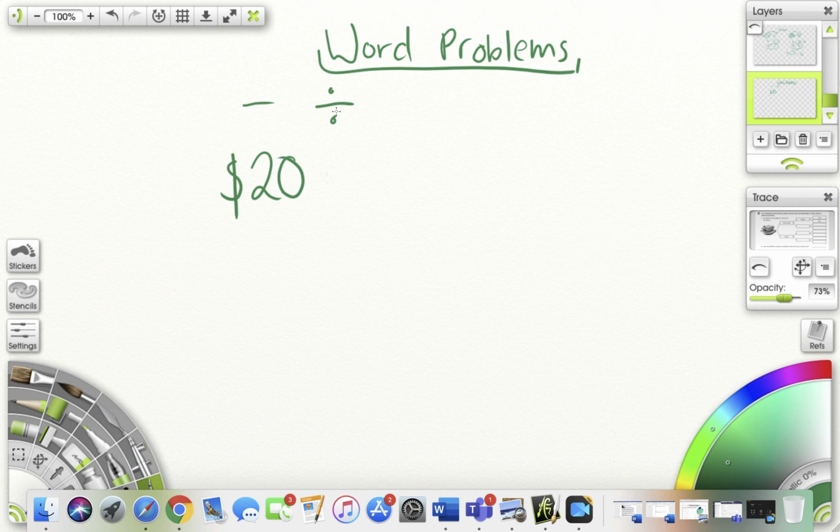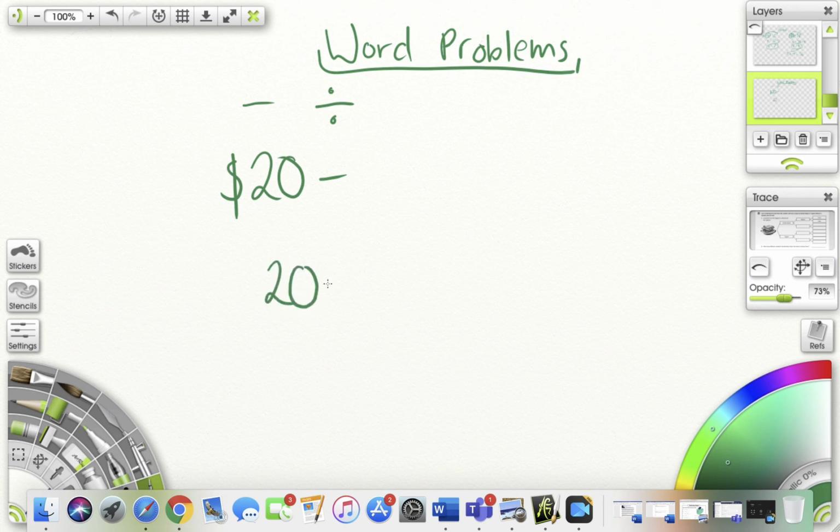No, because I'm not dividing that number 20 equally amongst different groups. Maybe if I had $20 and I was generous to my friends and divided it amongst 5 friends, how much money would each friend get? Then that would be a division problem. But this time I just had $20 and I spent some money on ice cream. So that means I spent some, which means it would be a subtraction.